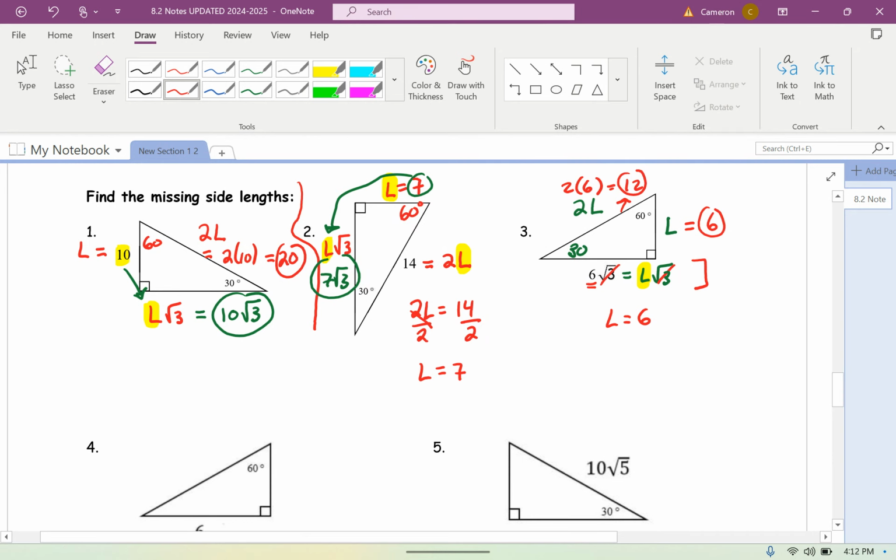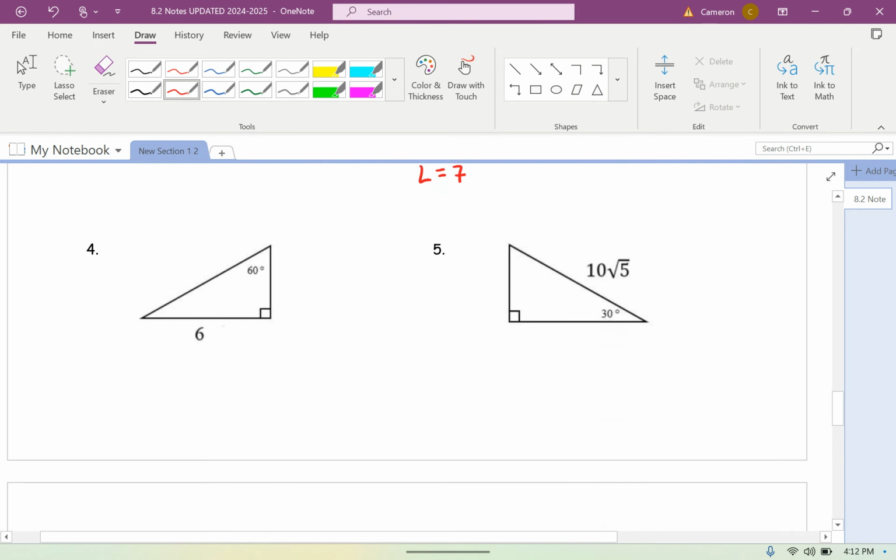Okay. For number 4, I'm going to find missing angles first, 60, 90, 30. Across from 30 is L. Across from 60 is L rad 3. And across from the right angle, the hypotenuse is 2 times L. Another one where we have to start with the medium side, and we want to get L by itself.